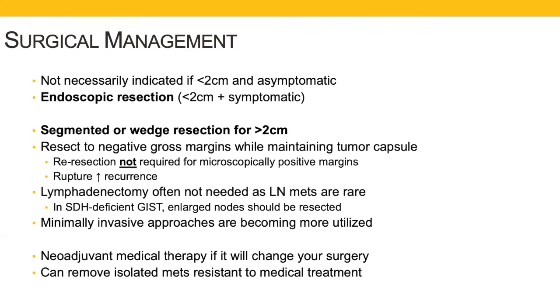For very small symptomatic GIST, some of these are amenable to endoscopic resection, but for the most part, we'll do a segmental or wedge resection of anything larger than 2 centimeters. And the key is to resect to negative gross margins while maintaining the tumor capsule, because tumor rupture will increase your risk of recurrence down the line.